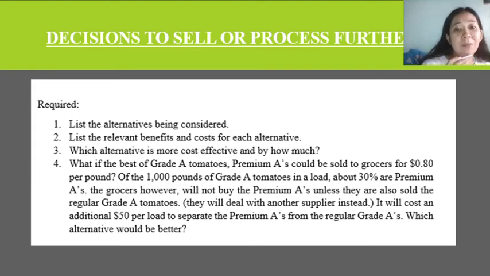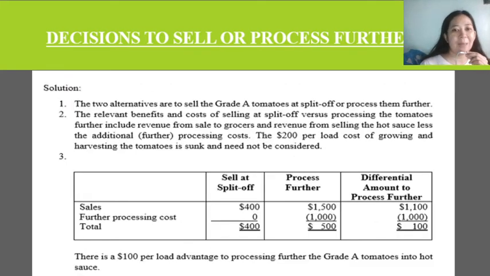Which alternative would be better for the company? So we will see. Okay. For number 1 requirement, of course, the alternatives being faced by the company is either to sell the grade A tomatoes at split off as it is, or split off and process them further to make them hot sauce.